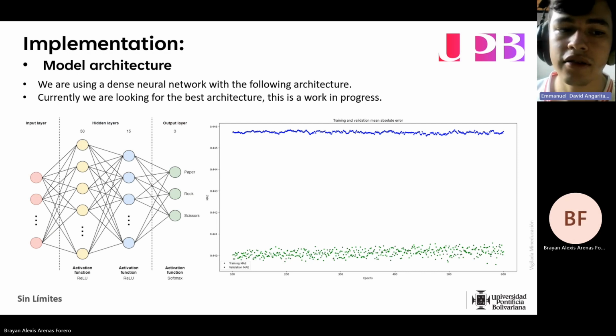In this slide, we have our current model architecture. We are using a dense neural network with two hidden layers. The first one has 50 neurons, and the second one has 15 neurons. Both layers use ReLU as their activation function, and the output layer has 3 neurons, each one representing a movement: paper, rock, and scissors. This final layer uses softmax as its activation function. This is a work in progress, and we are still looking for the best architecture.